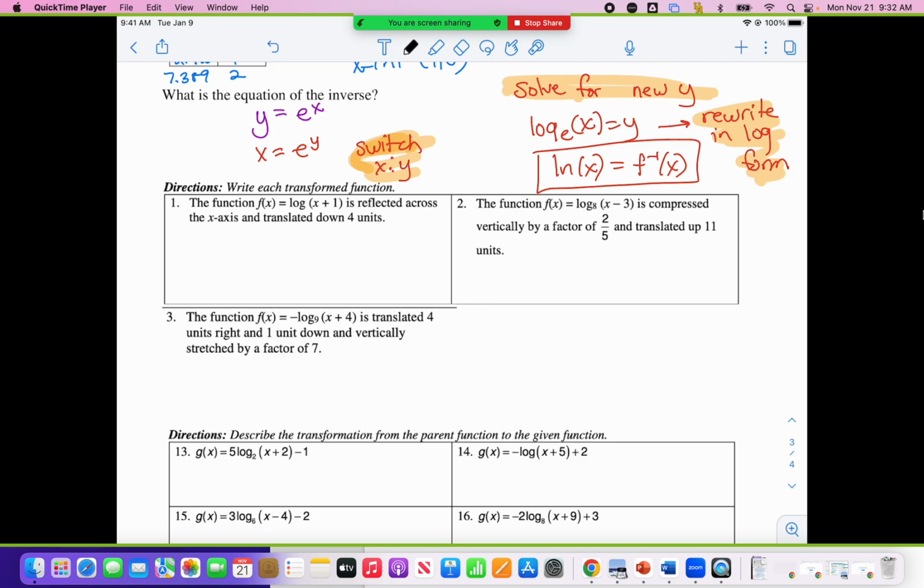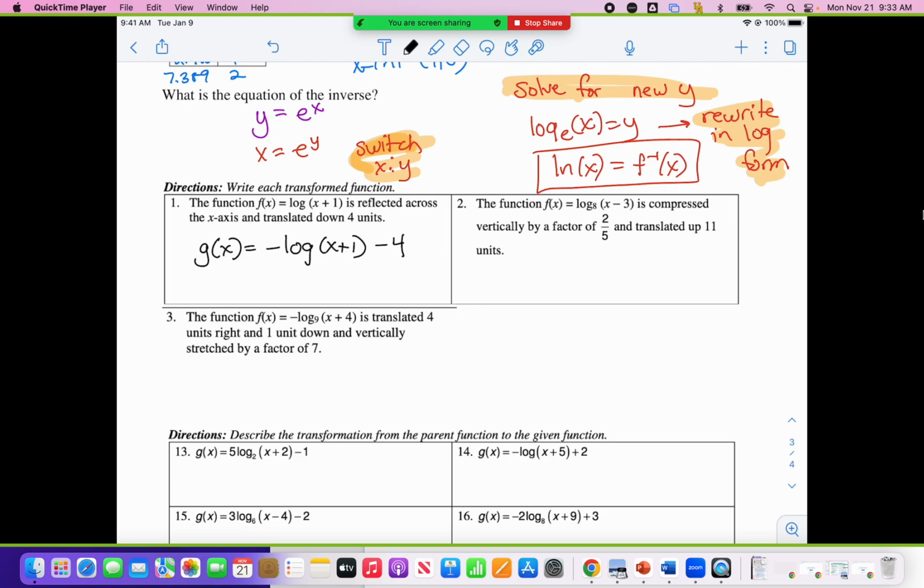Avery, what do you think? Would it be negative log of x plus 1, minus 4? Good job, you got it. And just call it a different letter. You can call it y, that's okay. Just don't call it f of x. You can call it anything other than f of x.